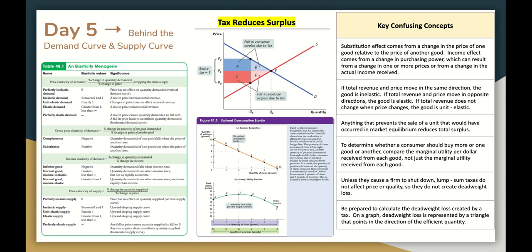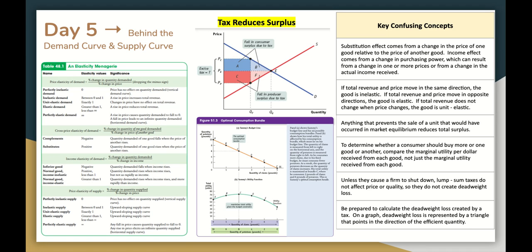If total revenue and price move in the same direction, then it's inelastic. If total revenue and price move in the opposite direction, it's elastic. So this is another way to figure out price elasticity of demand, by doing the total revenue test. I wouldn't be surprised if there was a multiple choice question like that. Anything that prevents the sale of a unit that would have occurred in the market equilibrium reduces the total surplus. And you can also say in that situation, it creates deadweight loss.